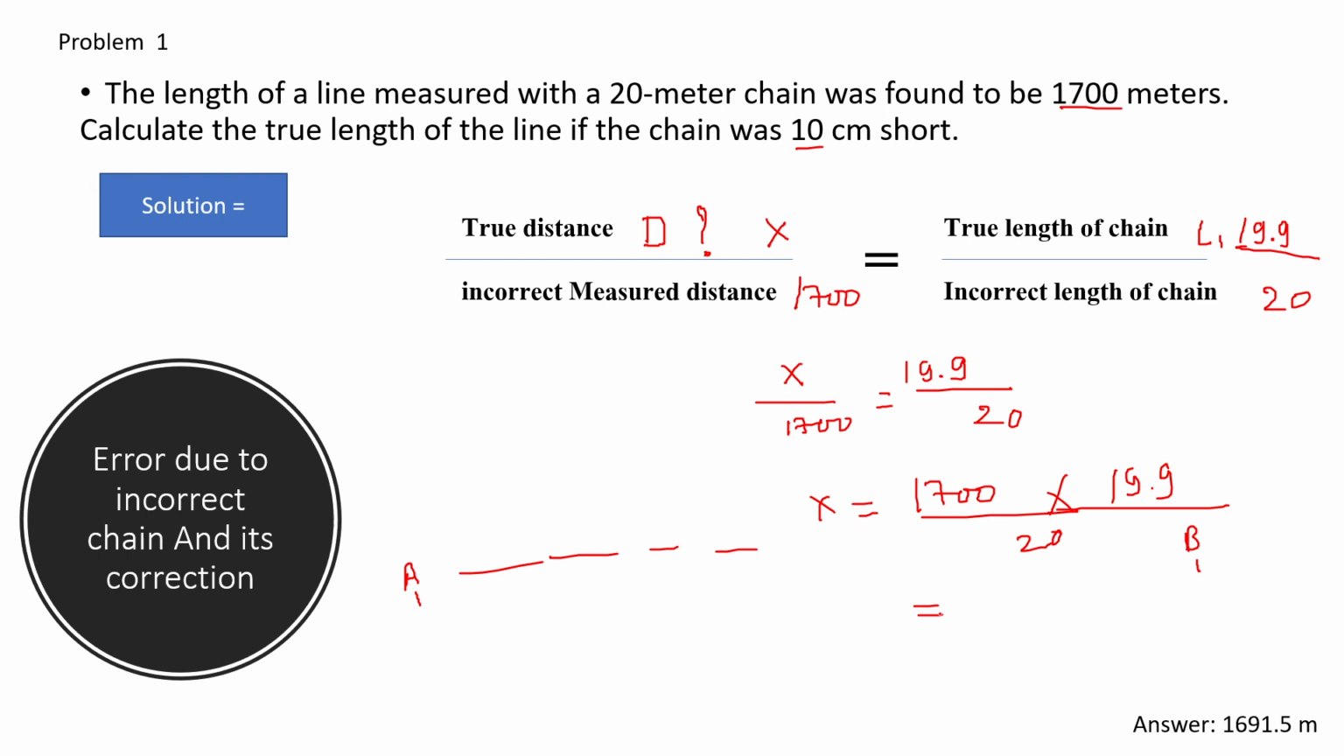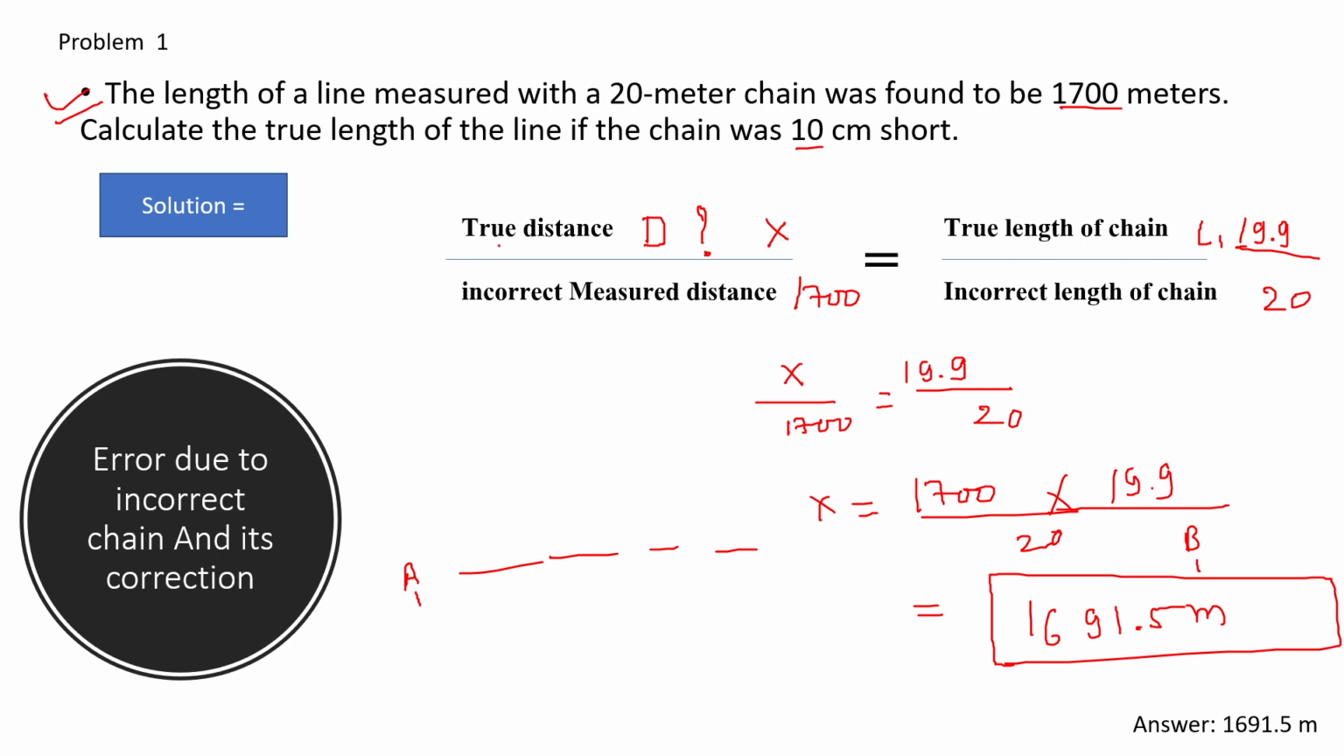It will be 85 multiplied by 19.9. So the true and correct answer will be 1691.5 meters. So it is our distance between point A and B. So the answer of this question will be 1691.5.